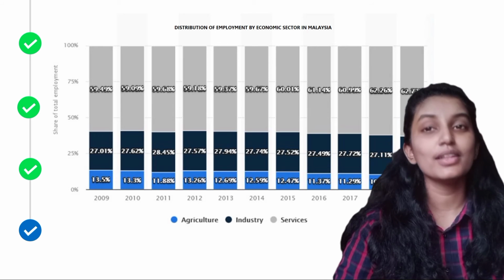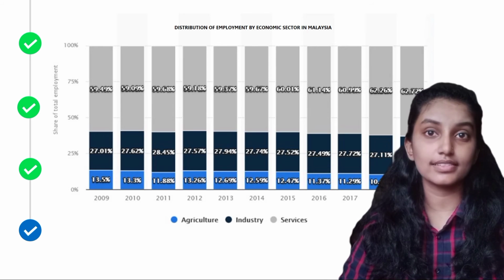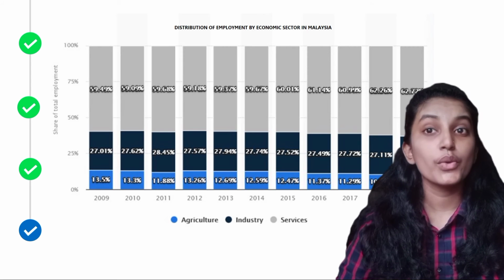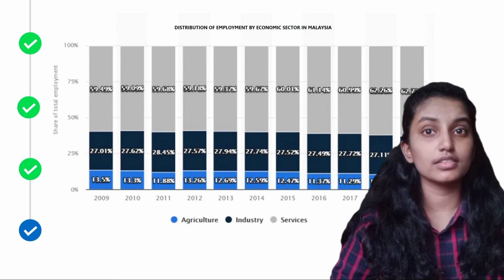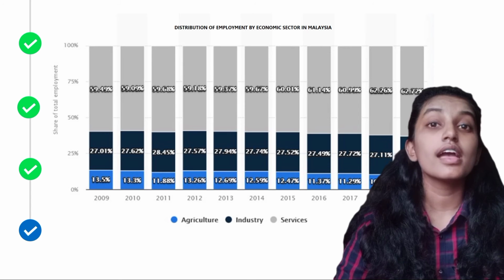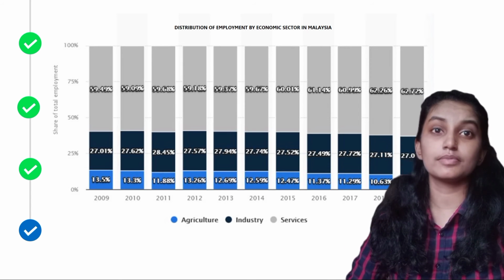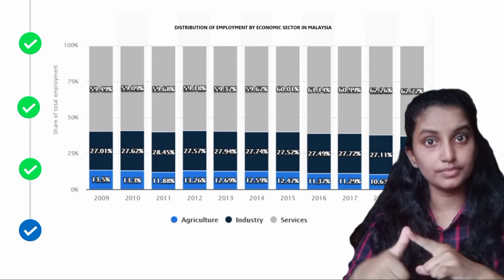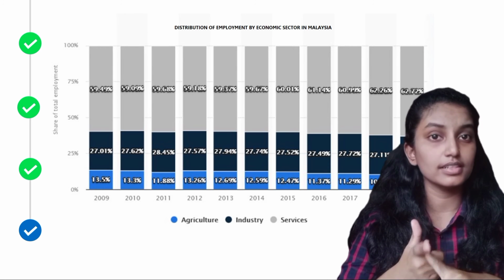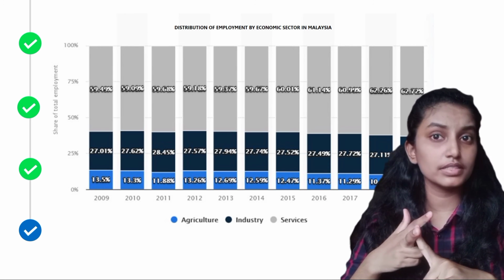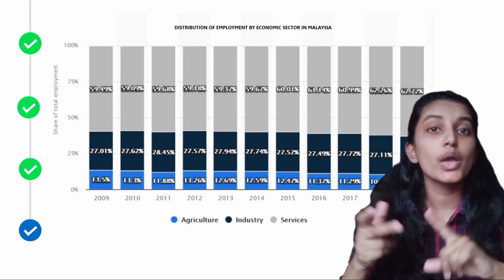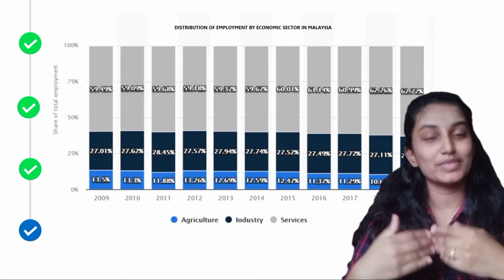In a nutshell, we can see that the service sector dominated Malaysia's employment in 2019, which is the highest among the agriculture and industry sectors. This is because the main reasons behind the growth of services include rapid urbanization, the expansion of the public sector, and increased demand for intermediate and final consumer services. With that, we are at the end of our presentation.